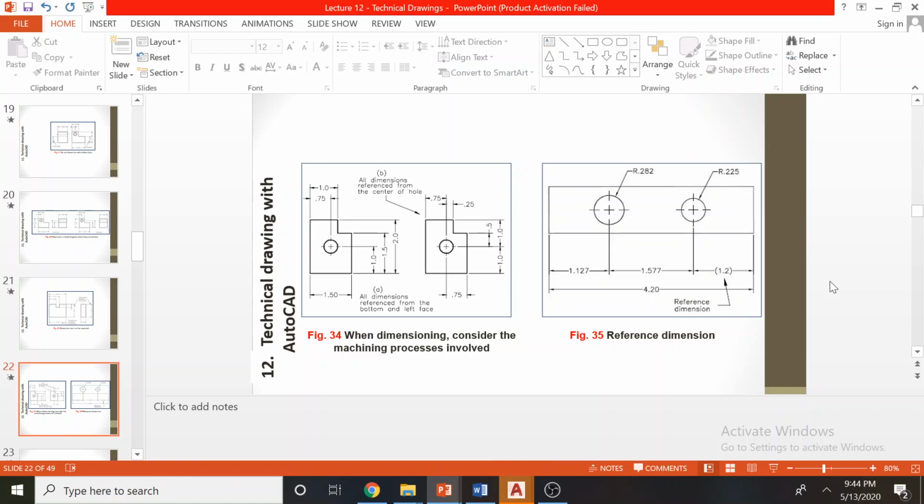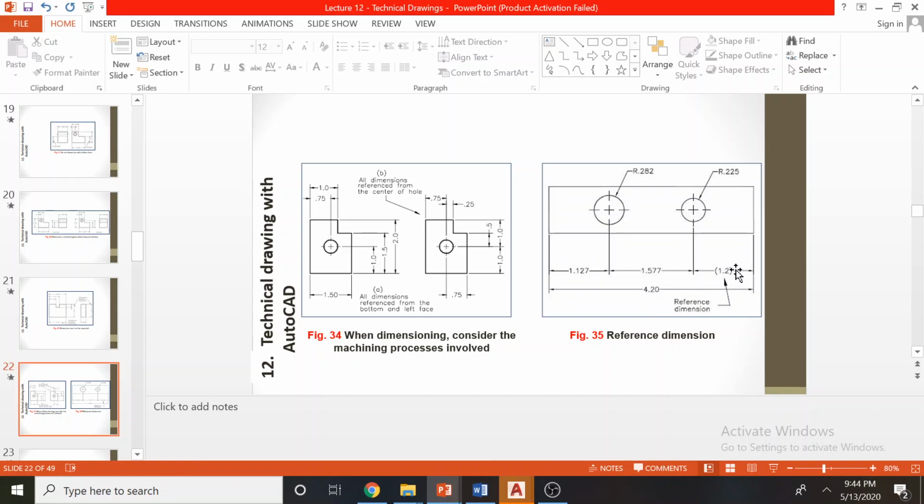Then when dimensioning, consider the machining process. If you are working on a mechanical drawing, you always have to look at how the machining process is being done. According to machining processes, you have to give these baseline dimensions. Normally we practice these baseline dimensioning schemes. You have to look at how the lathe man or the other manufacturer is using your dimensions in order to produce your part. And this is called a reference dimension.